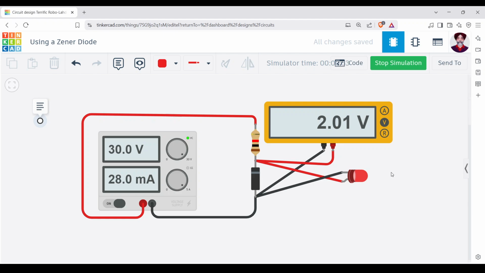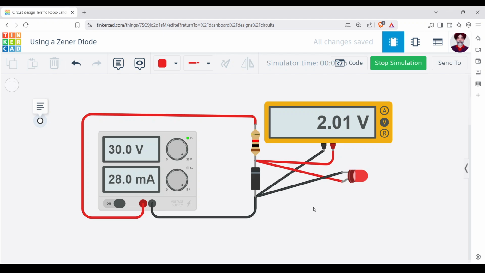I hope this is clear to you. The main thing is the Zener diode is always connected in reverse bias. The cathode is connected to the positive side of the battery and the anode is connected to the negative side of the battery. We call this reverse bias. So number one is this, and secondly, it is used to limit voltage across its two terminals.